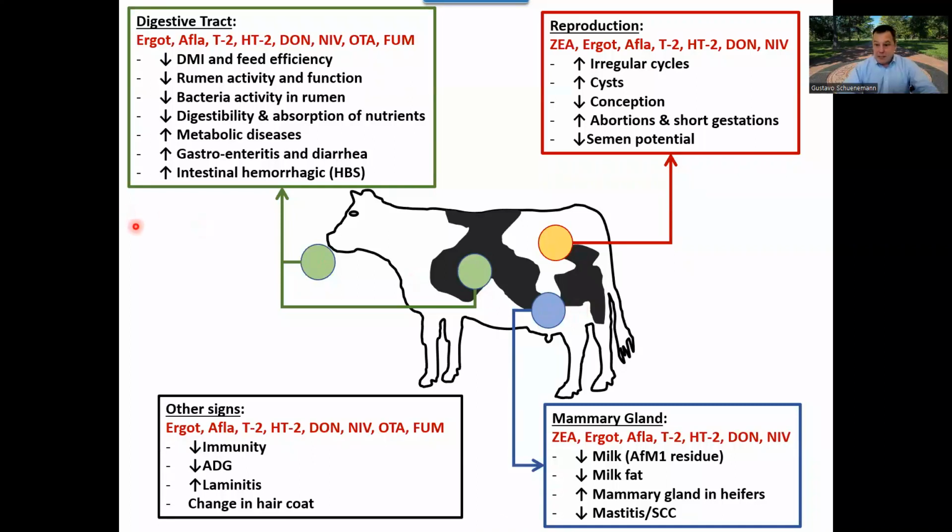So the digestive system is important, and make a comment on this, especially for high producing cows. And there is something important, especially when we see this hemorrhagic bowel syndrome. So that could be an indication that you have major issues with mycotoxins in your TMR, especially when you see those cases, right? Reproduction is important also.